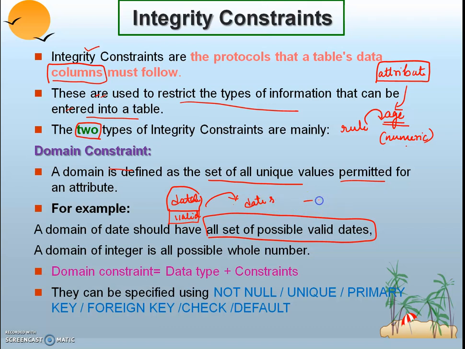For example, the month should be between 1 and 12. It can't be beyond or below that value. Those are called valid dates. This kind of constraint that we impose over an attribute is called the domain constraint. In simple terms, a domain constraint is nothing but the data type plus the rules that you are imposing. So what are the different types of domain constraints we have? The first one is not null, then unique, primary key, foreign key, check, and default. We will also discuss one more thing, the IN operator. Let's see each of these constraints one by one.